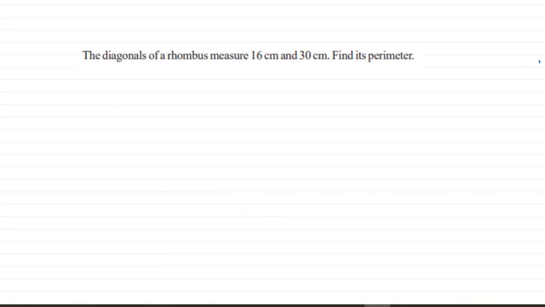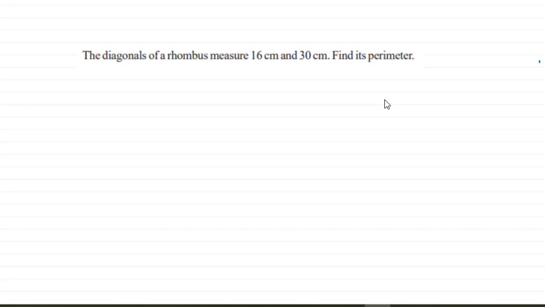So this is another question. The diagonals of a rhombus measure 16 centimeters and 30 centimeters. You have to find out the perimeter. This type of question is very important for you in this class, and in next classes also you will get this type of question.